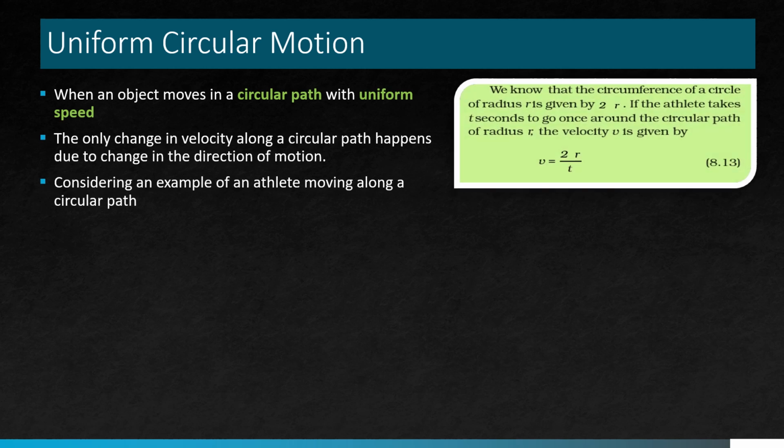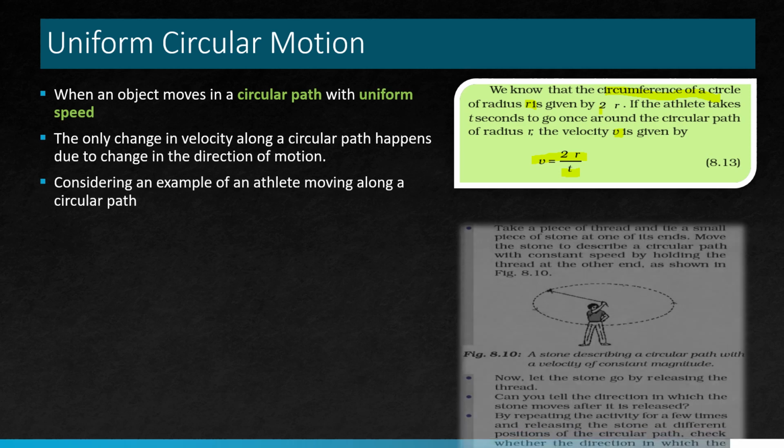Now, as we have discussed in the example of the athlete moving on a circular path, he or she has to change the direction at every point in time. So if you are considering a circular field, we can find the circumference of the circle. If the radius is r, then it would be 2πr. Now, if an athlete takes t seconds to go once round the circular path of radius r, the velocity v can be given by the circumference of the circle or field divided by time. So what is the velocity in case of uniform circular motion? It is 2πr divided by t.